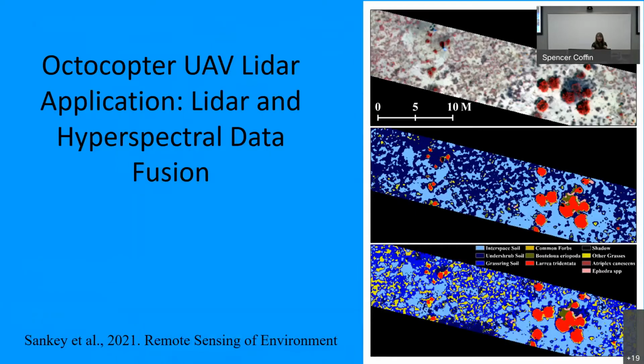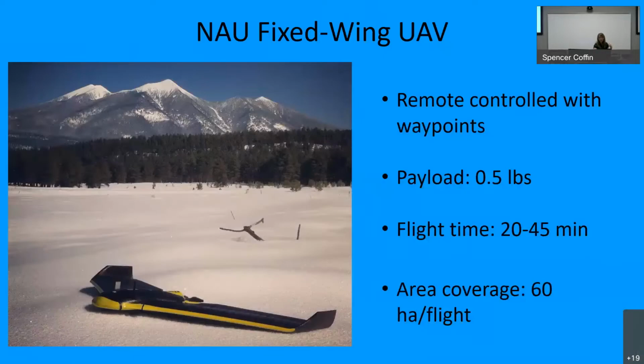So here I show the same hyperspectral image up at the top panel, and in the middle panel is the species level classification just using the hyperspectral data alone. And then in the bottom panel, I show the classification that was based on fusion of the hyperspectral data as well as the LiDAR data. And as you can see, in the bottom panel, we're getting much more detailed classification when we combine the two data sources rather than just using a single source.